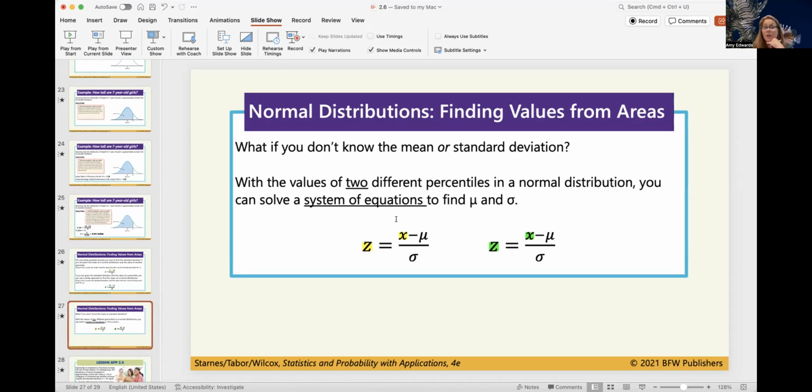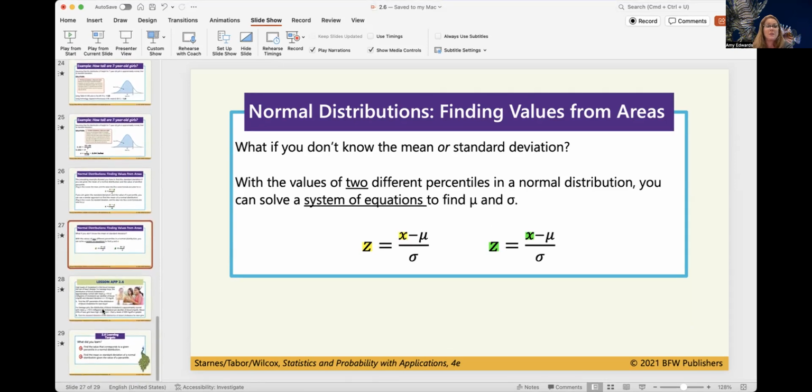If you didn't know the mean or the standard deviation, you're going to have to do a system of equations. You're going to have 2 equations for 2 unknowns. Hopefully, we're not going to have to do that. I haven't had to do that working the homework. So just know that's what you'd have to do.